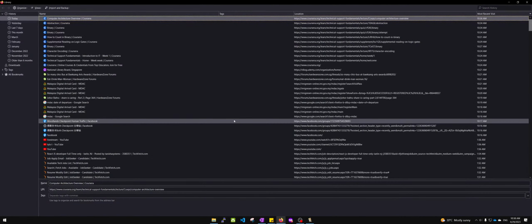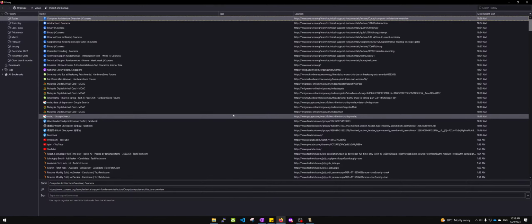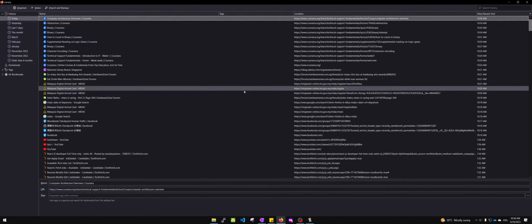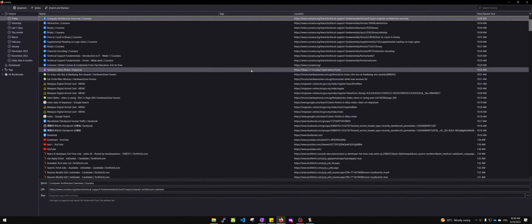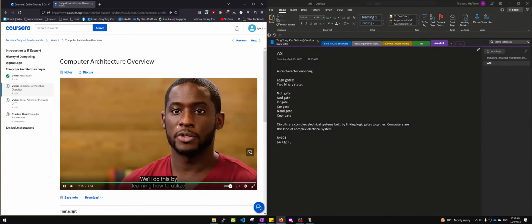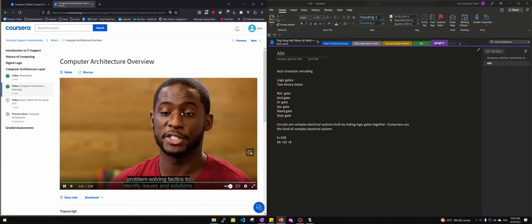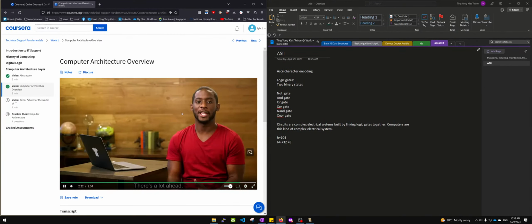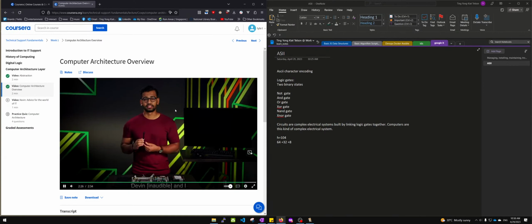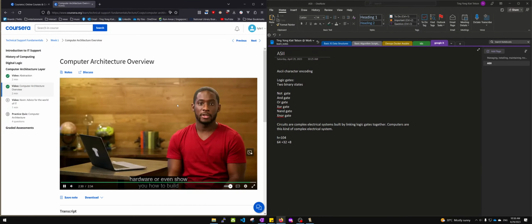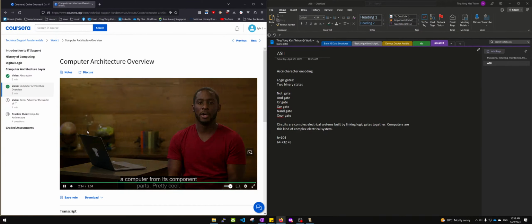By the end of the course, you'll also learn how to apply your knowledge of how a computer works to fix real-world issues that can sometimes seem random and obscure. We'll do this by learning how to utilize problem-solving tactics to identify issues and solutions. There's a lot ahead. The next instructor you're going to meet is a friend of mine, Devin Sreetharan. And I know there's no better person to teach you about hardware. He'll even show you how to build a computer from its component parts. Pretty cool.